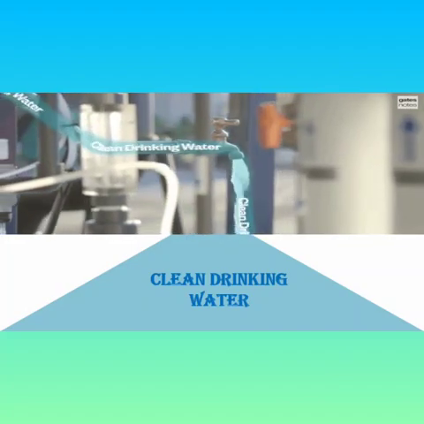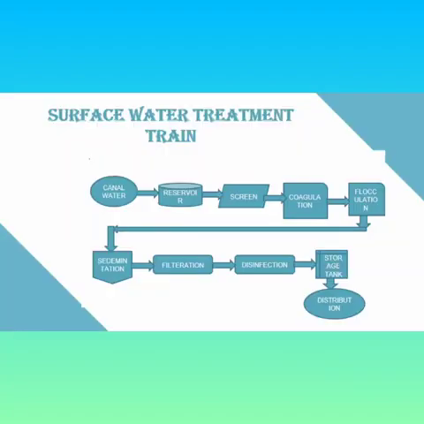Now, the clean drinking water train. The surface water treatment train in the preferred design is the conventional water treatment train. In this, the canal water goes to the reservoir, then the screening section, then coagulation, after that flocculation, then sedimentation, then filtration, after that disinfection, and then goes to the storage tank for distribution.